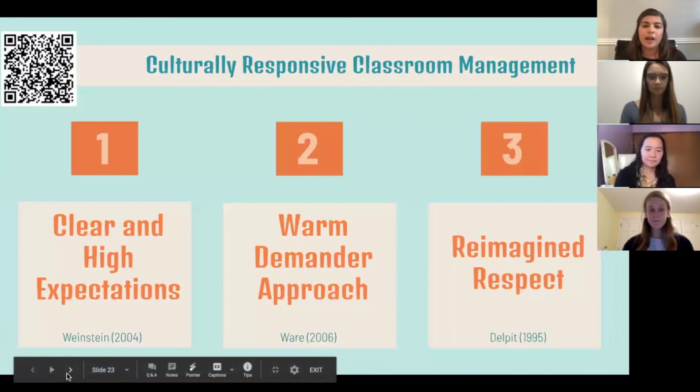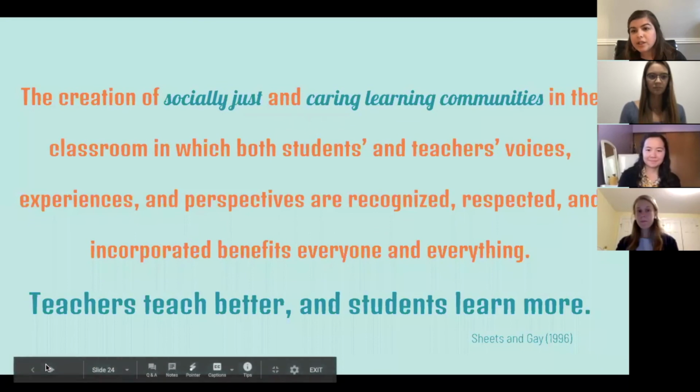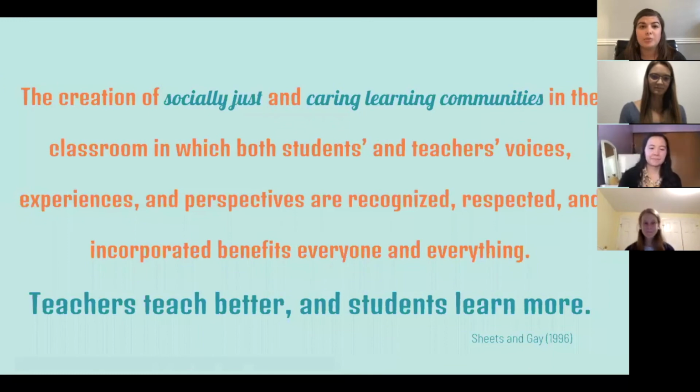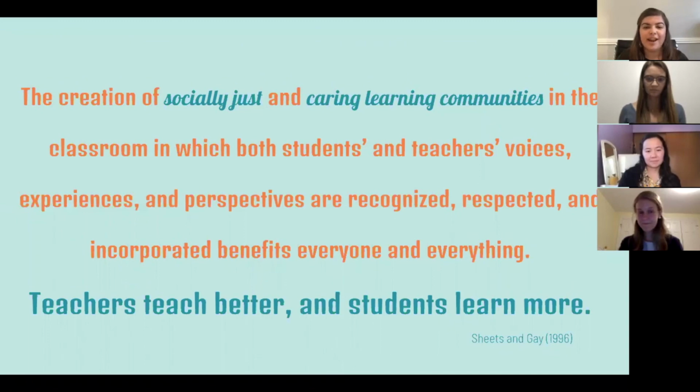And as we continue on and kind of end our conversation, we wanted to leave you with a final thought that contextualizes our why behind the culturally responsive classroom management framework that we want you to consider employing in your classroom. And I'll read the text on the slide for us as a closing thought. And it says, the creation of socially just and caring learning communities in the classroom in which both students and teachers' voices, experiences, and perspectives are recognized, respected, and incorporated benefits everyone and everything. And ultimately, teachers teach better and students learn more. And that really is our goal.